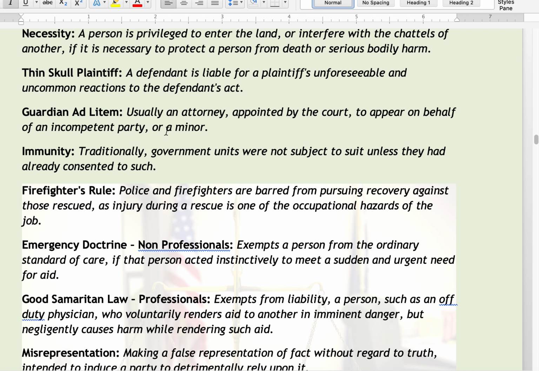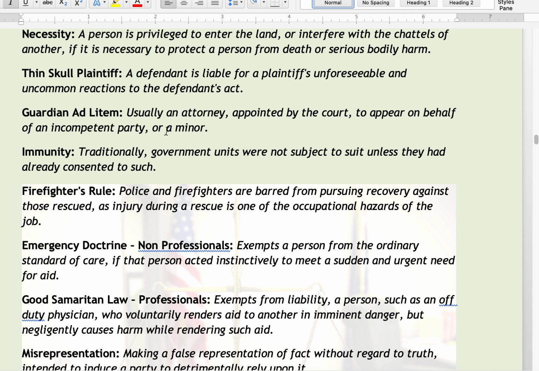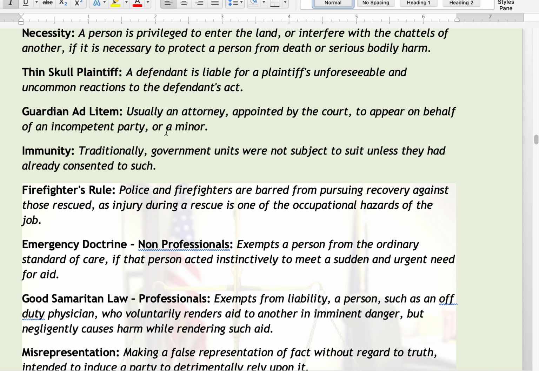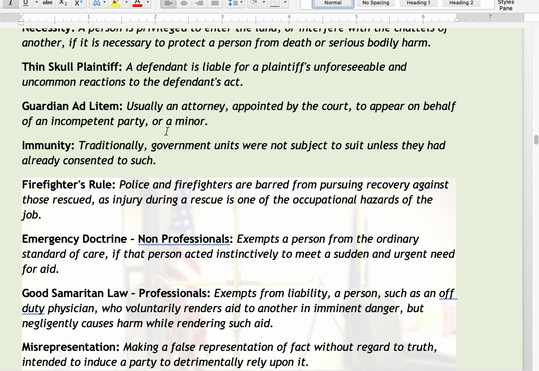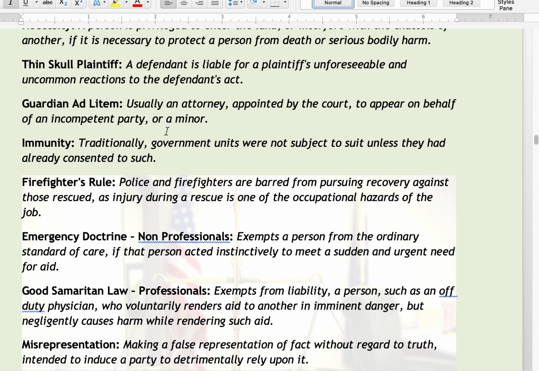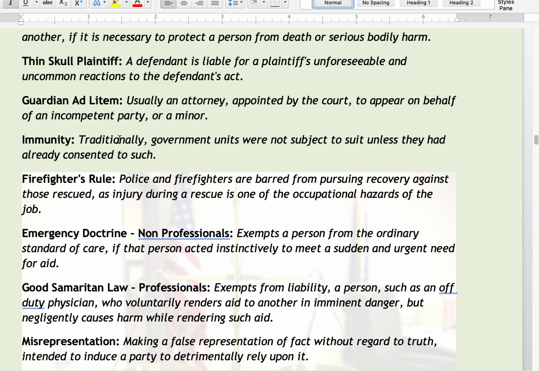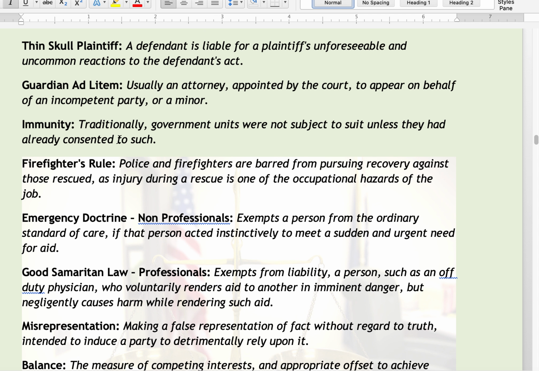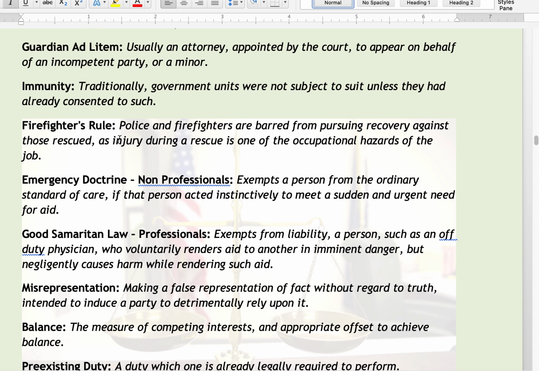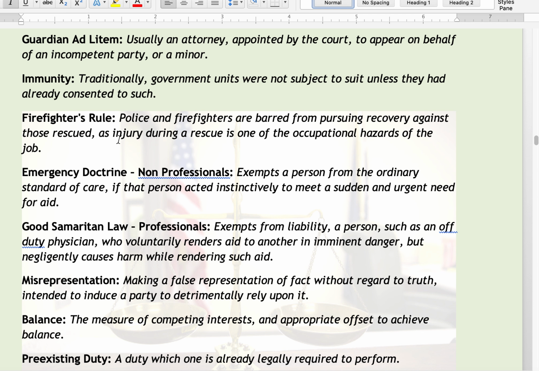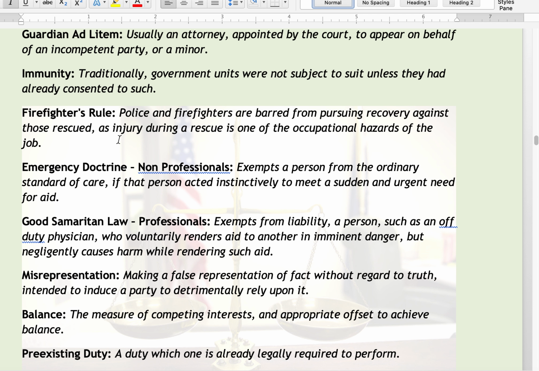Necessity: a person is privileged to enter land or interfere with the chattels of another if it is necessary to protect a person from death or serious bodily harm. Thin-skulled plaintiff. Defendant is liable for a plaintiff's unforeseeable and uncommon reactions to the defendant's act. Guardian ad litem: usually an attorney appointed by the court to appear on behalf of an incompetent party or a minor.